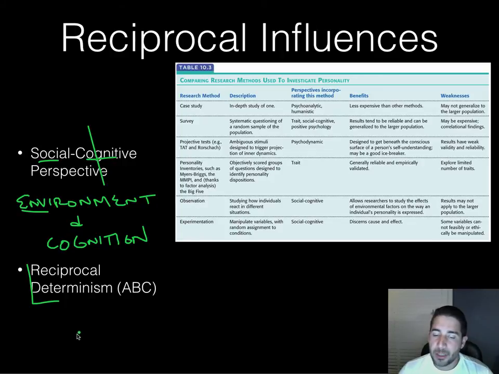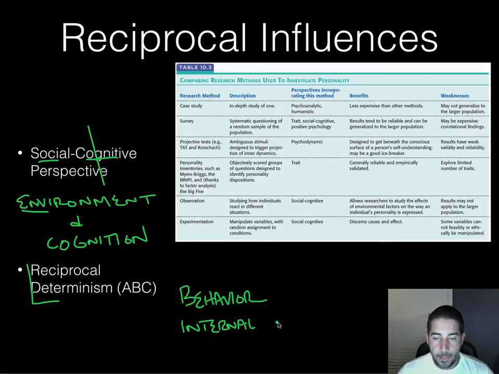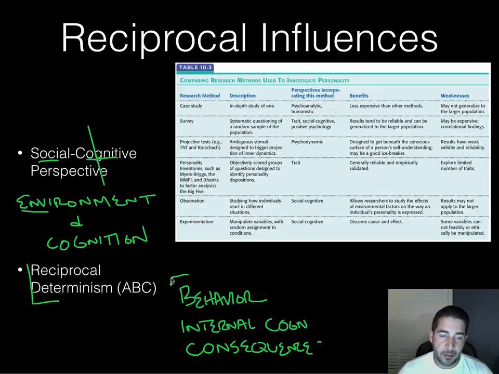Reciprocal determinism is the interacting influences of three things: behavior, internal cognition, and consequences. You can remember how these three things interact easily with the mnemonic ABCs, okay?